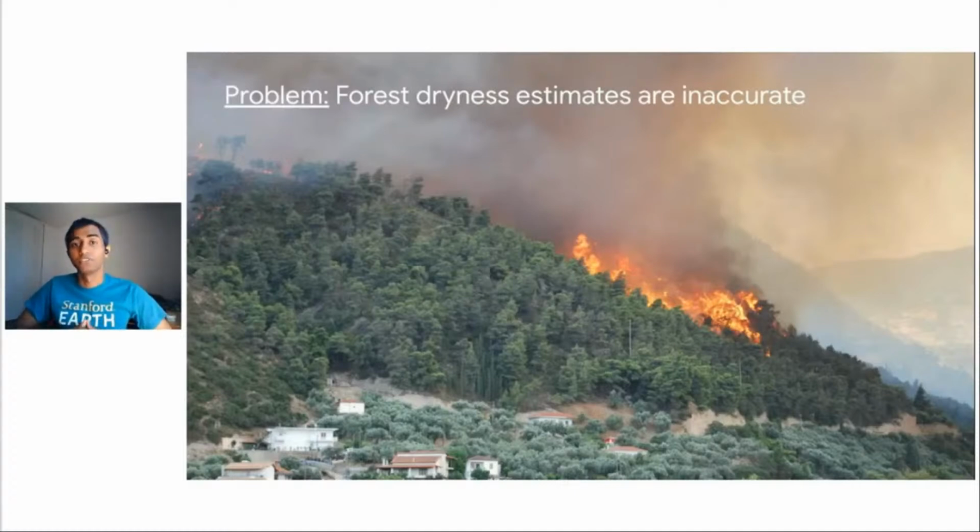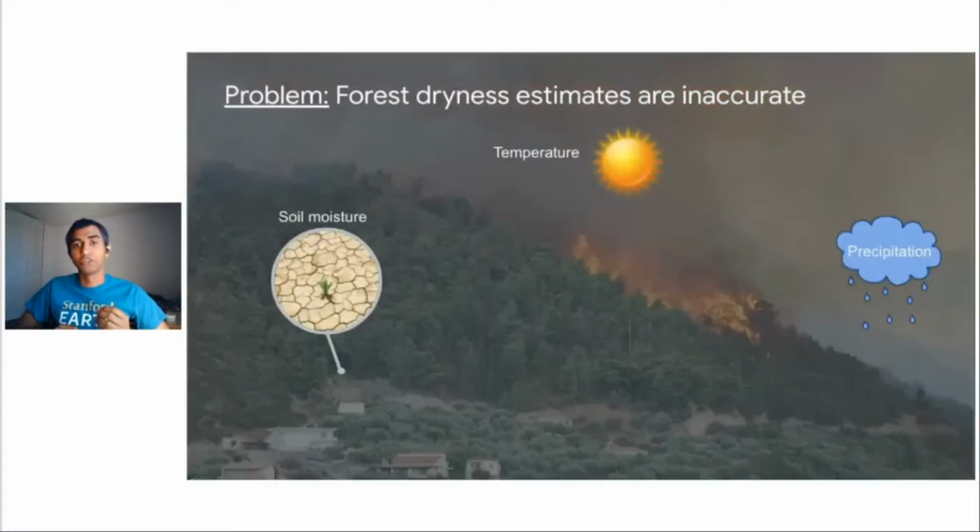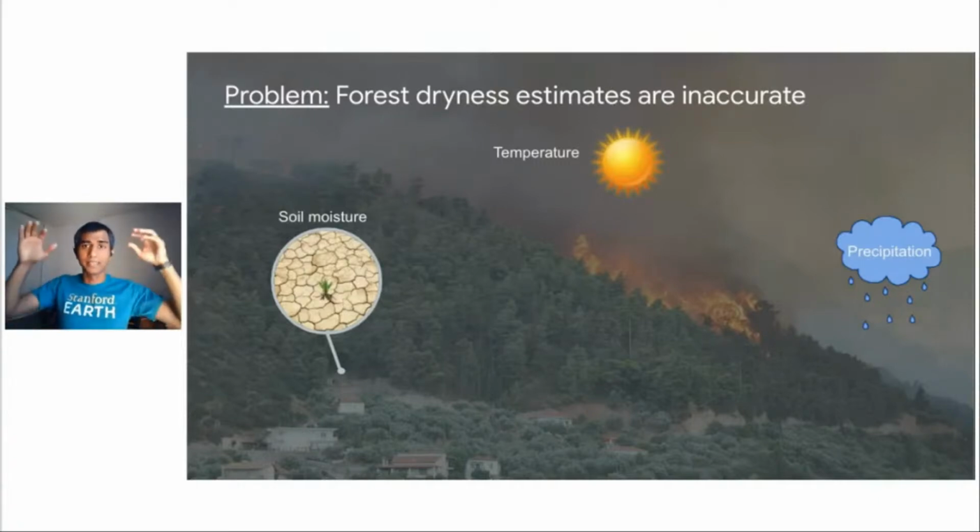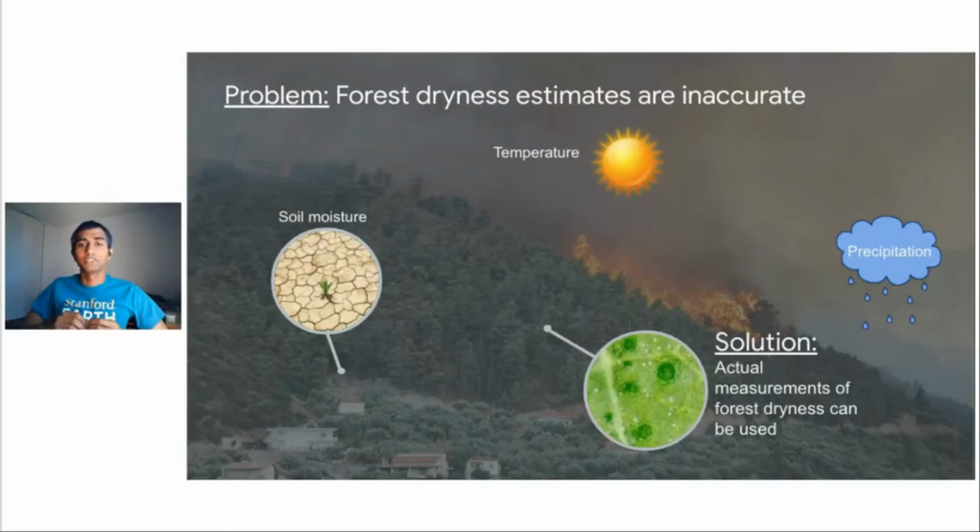One of the most important ways in which we can improve wildfire danger forecasts is by improving our estimates of forest dryness themselves. Currently, forest dryness is estimated using meteorological metrics like soil moisture, temperature, or precipitation, but these kinds of indirect methods are known to not account for plant-to-plant variability. For example, under the same weather conditions, different plants can have different dryness, thus leading to errors. So in this project, we asked why not use actual measurements of plant dryness and try to improve these estimates.